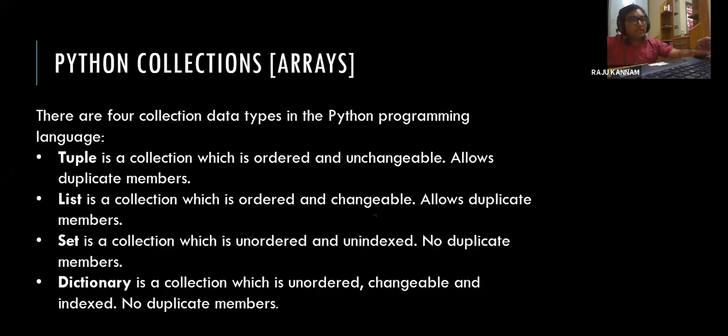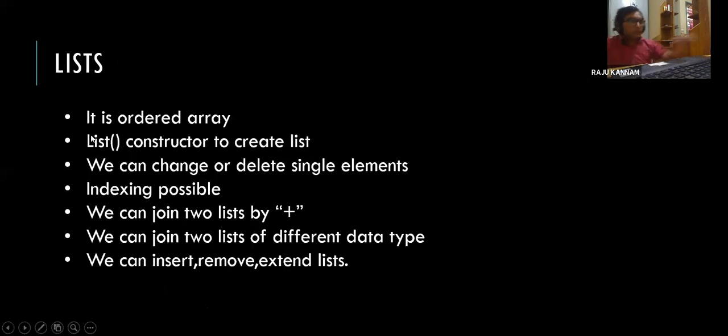Already we have seen the example, right? And it allows duplicate members. Of course, it will allow duplicate members also. So it is an ordered array. Like in tuple, we have the tuple constructor, here in the list we'll have the list constructor to create the list, and we can change or delete the single items. You can change the single element and you can delete the single element.